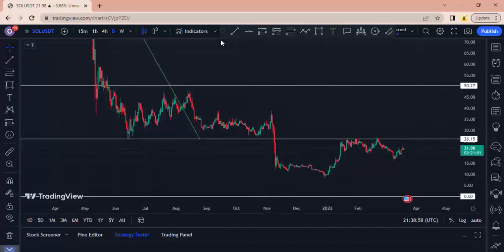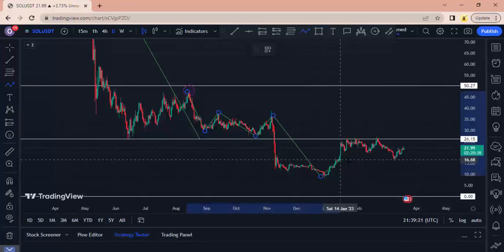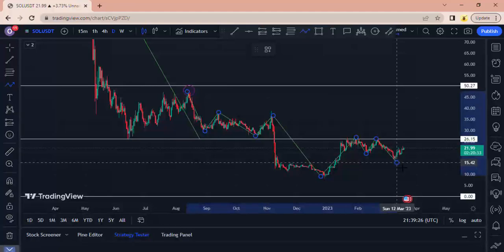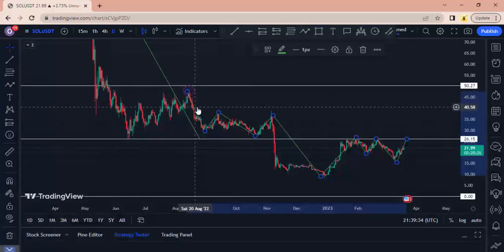So I can clearly see that from this point, let me indicate with a circle, from this point, the market has been in a downtrend. From here, the price came here, went back, came, went back, came, went back, came, and now it's pulling back to this level. So I can clearly see that from this point, the market is in a downtrend.